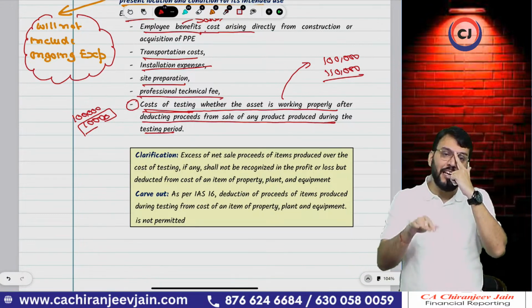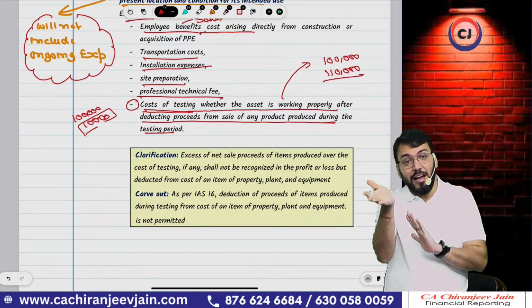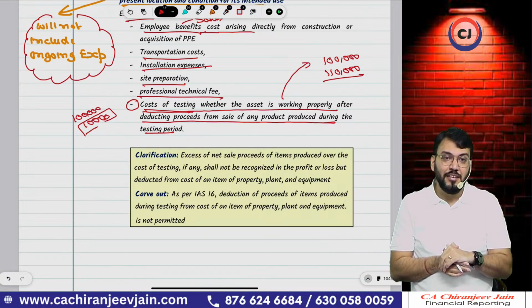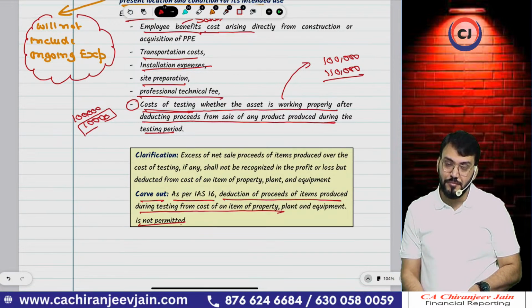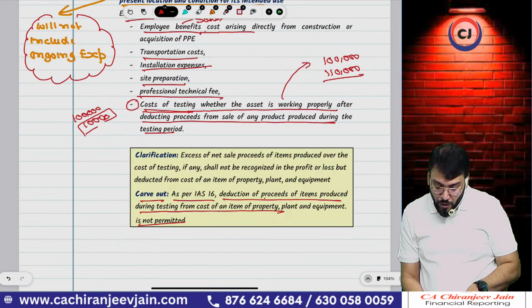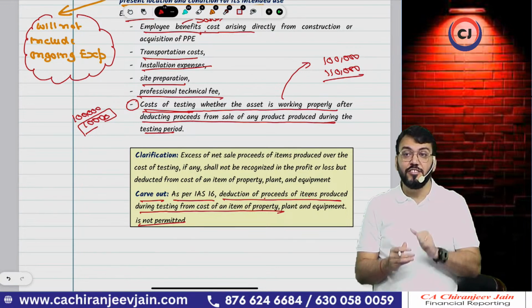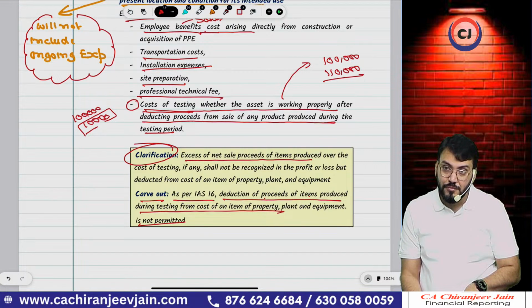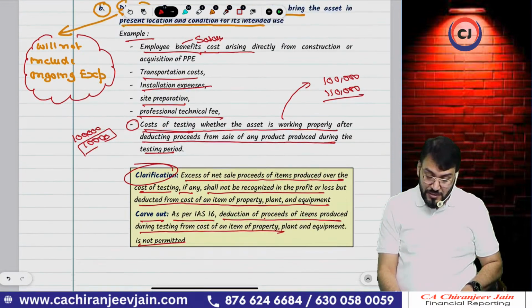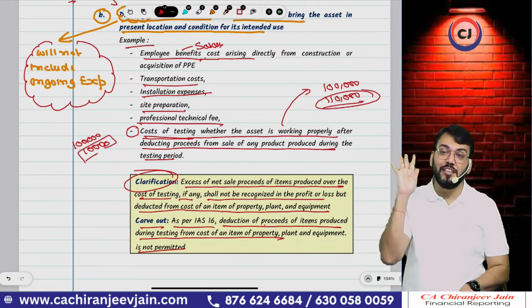The clarification has been given and that becomes a second carve out for you. Actually, what happened? The amendment came under IAS 16. What does IAS 16 say? As per IAS 16, deduction of proceed of an item produced during testing from the cost of an item of PPE is not permitted. But one clarification has been given under Ind AS 16. The excess of net sale proceed of item produced over the cost of testing, if any, shall not be recognized in PL but deducted from the cost of an item of PPE. Understood? Means this will be entirely deducted from the cost price of PPE.